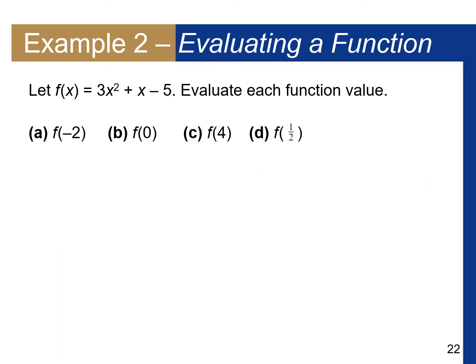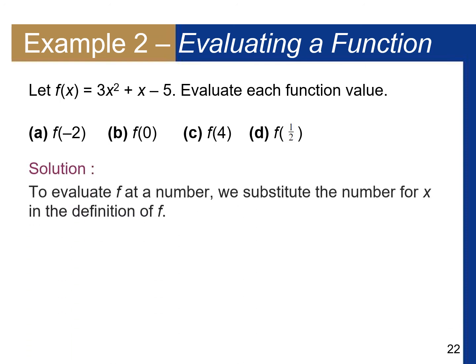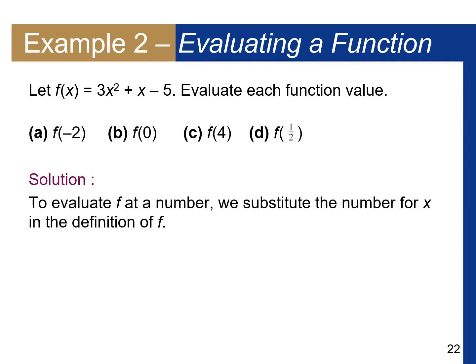So now they want you to look at negative 2, 0, 4, and 1/2. So let's take a look. To evaluate f at a number, we substitute the number for x in the definition. So I'm going to place negative 2 in for x, and I place it everywhere where there was an x in the function. And this will become positive 4, so 3 times positive 4 will give me 12.